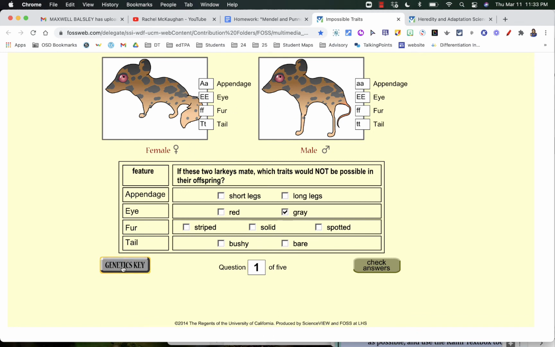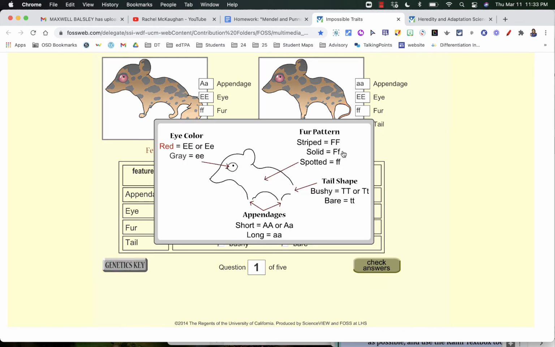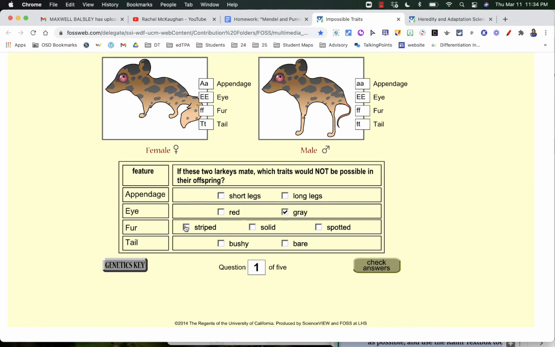Fur. Let's see. Can you get big F, big F? No. Can't have striped fur. Can you get big F, little f? There's no big F's. So you can't have solid fur, but you can get spotted fur. Because look, both the parents are spotted. Striped and solid, impossible.